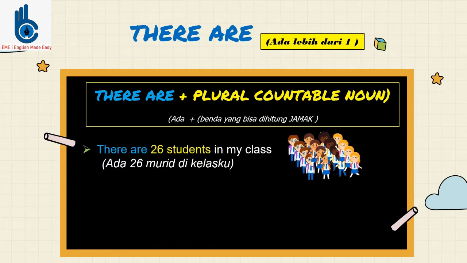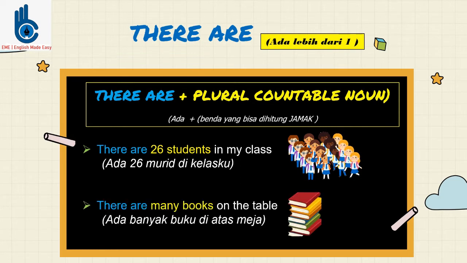For example, there are 26 students in my class. There are many books on the table. 26 students dan many books mengungkapkan benda jamak atau plural countable noun. The word many here is an example of quantifier. It is to tell the quantity of something, untuk mengungkapkan jumlah benda.